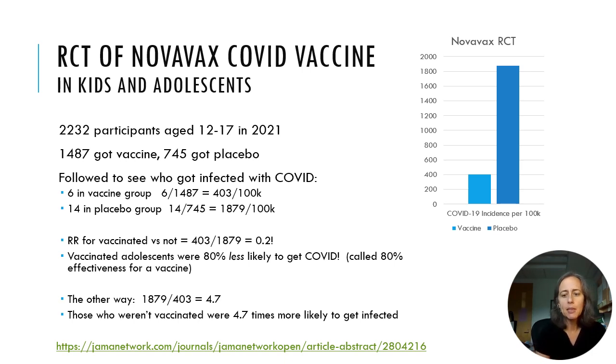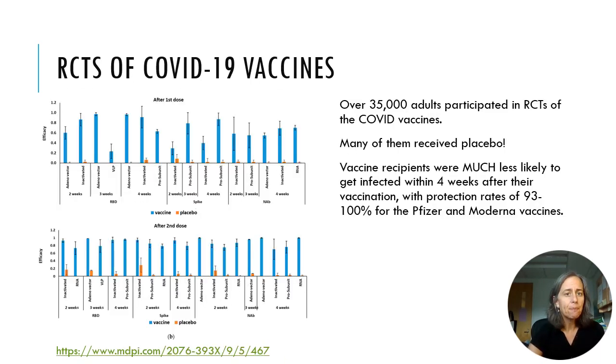So I just want to take a moment to say that the COVID vaccines are actually one example of using randomized controlled trials at quite a large scale. I know a lot of people are like, oh, they just rushed it. They didn't study these vaccines. They did. Actually, they did. We have more randomized controlled data on the COVID vaccines than we've ever had for any vaccine in human history, like, period. So over 35,000 adults participated in randomized controlled trials of the COVID vaccines.